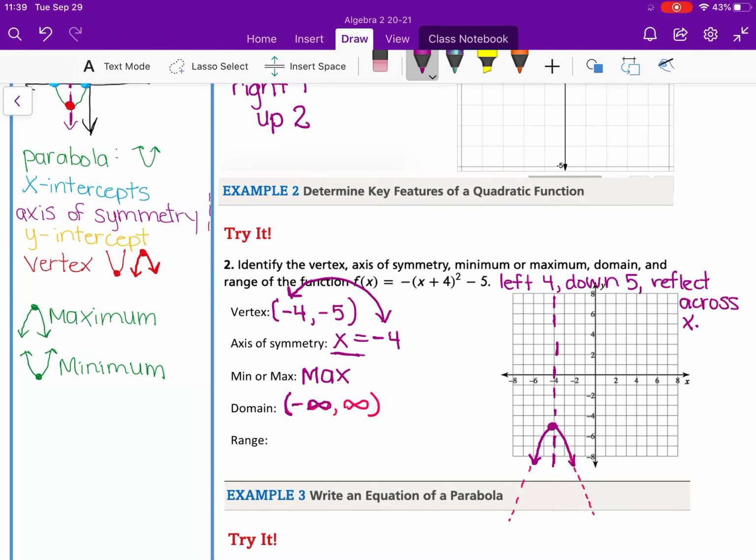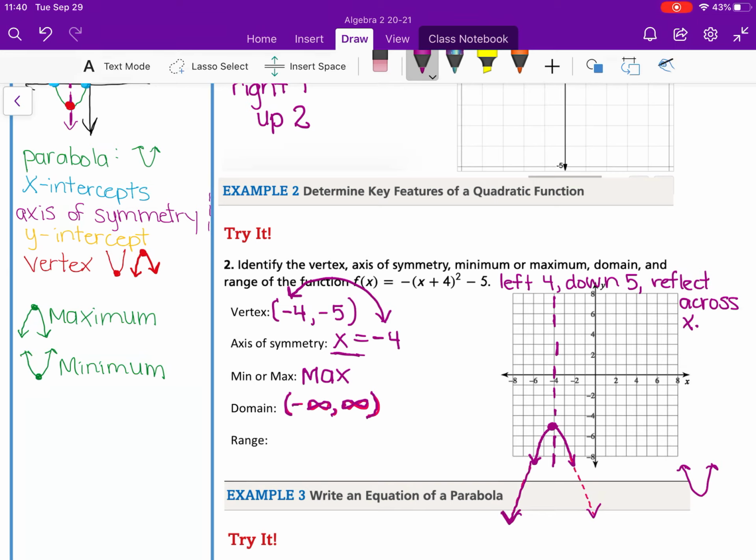So the domain, hey, I'm going to give you a really big clue here. Anytime you are asked for the domain this unit, please write -∞ to infinity. A quadratic's domain, spoiler alert, this entire unit's on quadratics, is always -∞ to infinity because it's always going to get wider as it goes. Even if it's pointed up, it's getting wider as it goes.